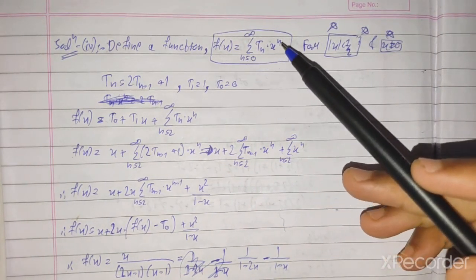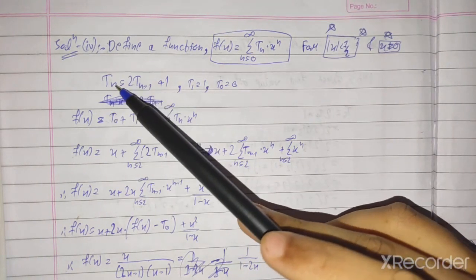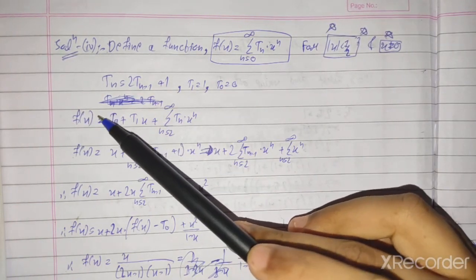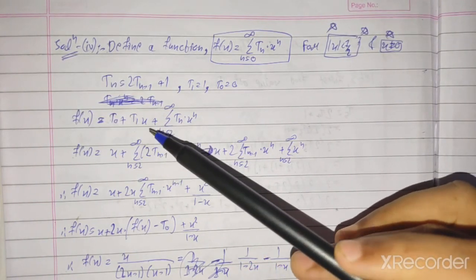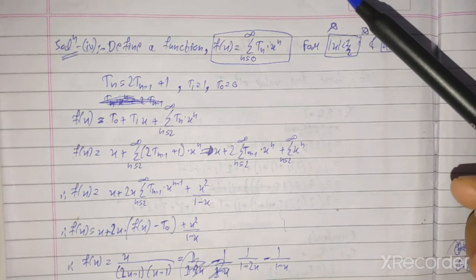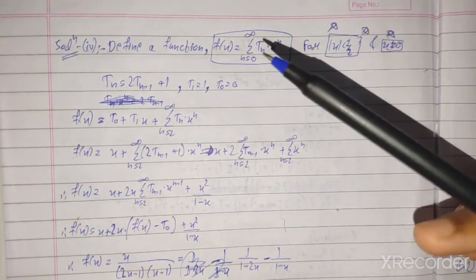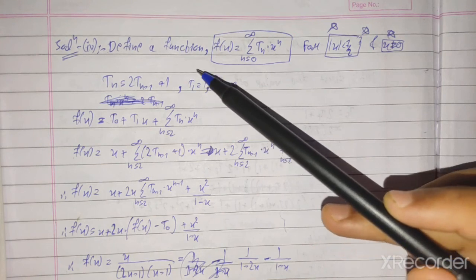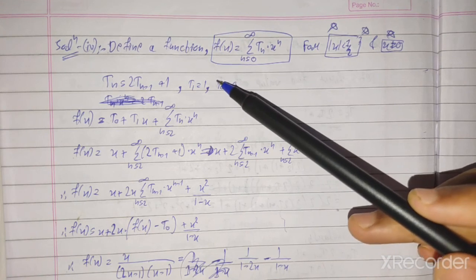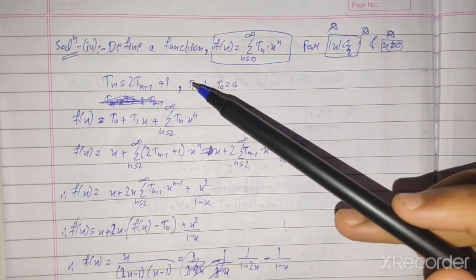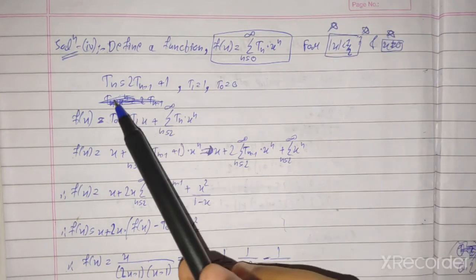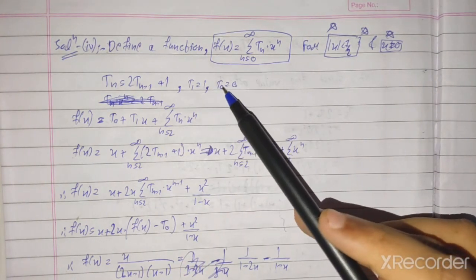Why is it useful? If you see, we have been given tn is equal to 2 t(n-1) plus 1. Now f(x) can be written as t0 plus t1 x plus sigma n is equal to 2 till infinity tn x^n. Now we have been given the value of t1 is equal to 1. We will define the value of t0 to be 0, because if we define t0 is equal to 0, it will be following this recurrence relation. So now instead of starting the series from t1, we'll start the series from t0, t1, t2 and so on, and all the terms will satisfy this relation. So hence we can set t0 is equal to 0.